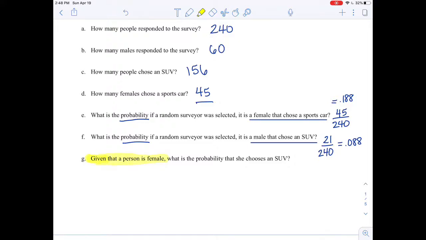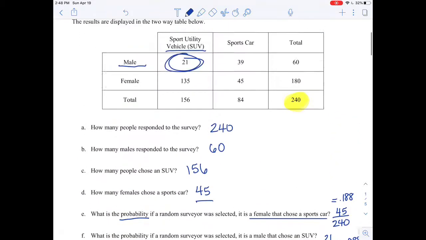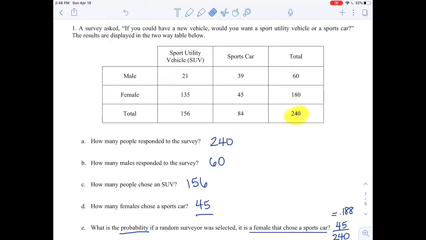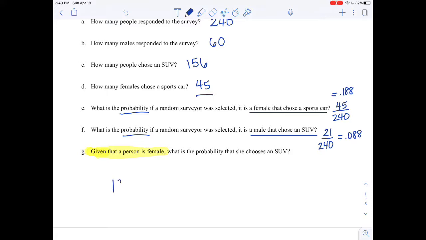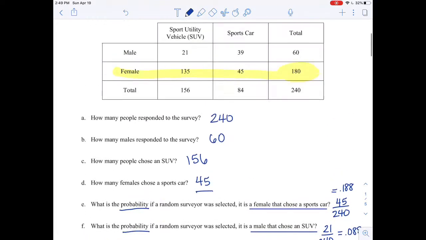Given that a person is female. That means that our probability is only out of the females who responded to this particular survey. How many females responded to this particular survey? If you take a look, the total number of females was 180. So my probability this time is going to be out of 180. Out of those 180 female individuals, what is the probability that that person chose an SUV?